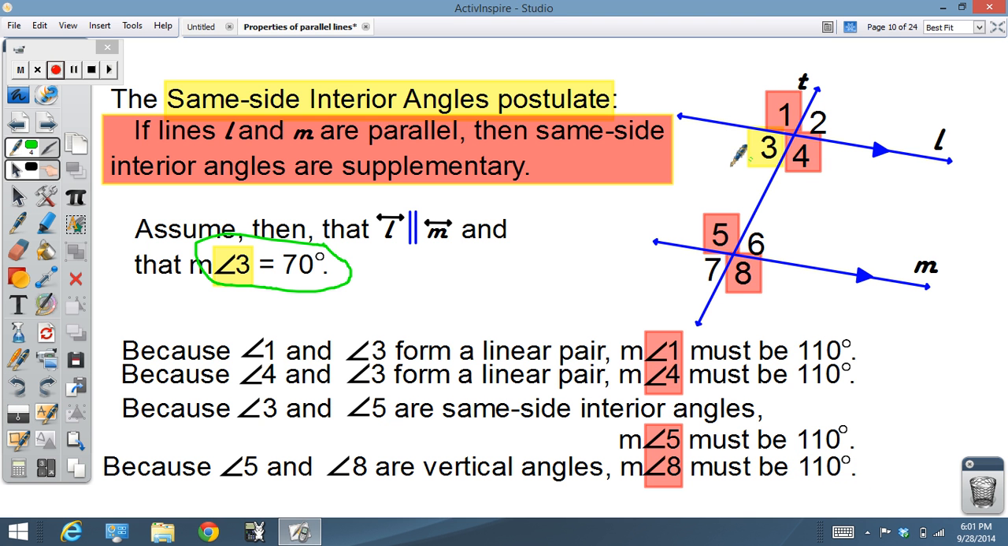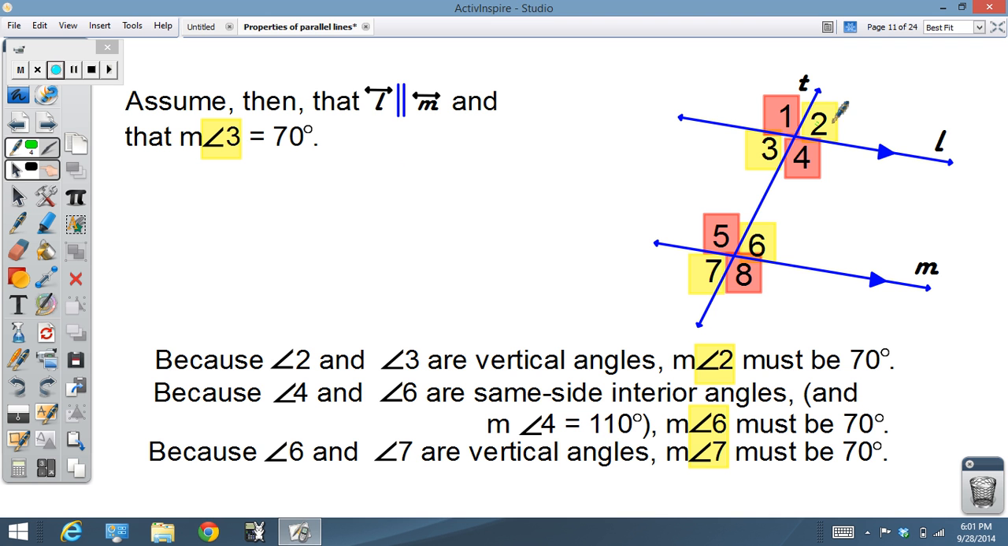So if angle 3 is 70, 1, 4, 5, and 8 are all 110 degrees. Carrying on with the same argument, if 3 is 70, well, angle 2 must be congruent because 2 and 3 are vertical angles. All right?